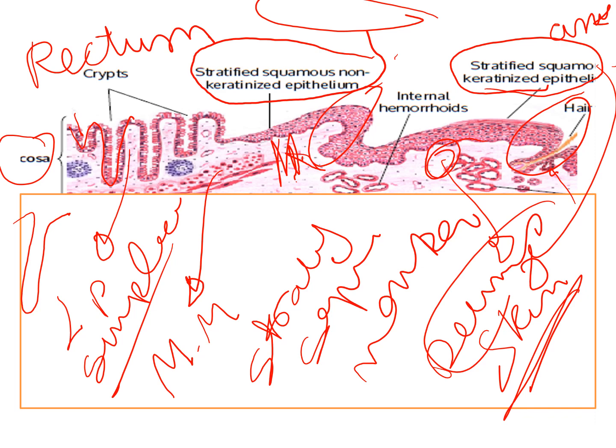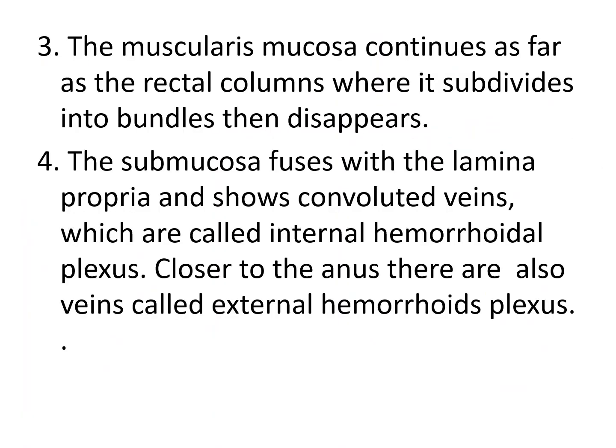So which layer of the mucosa disappears? It is the muscularis mucosa. Which layer changes from simple columnar into another type? It is the epithelium, which changes from simple columnar to stratified squamous non-keratinized at the anal valve, and finally at the anus it is stratified squamous keratinized, which is skin with its appendices like hair, sebaceous glands and the modified sweat gland. Let's see these changes written. The muscularis mucosa continues until we reach the rectal column or anal valve, where it is subdivided into bundles and then disappears.